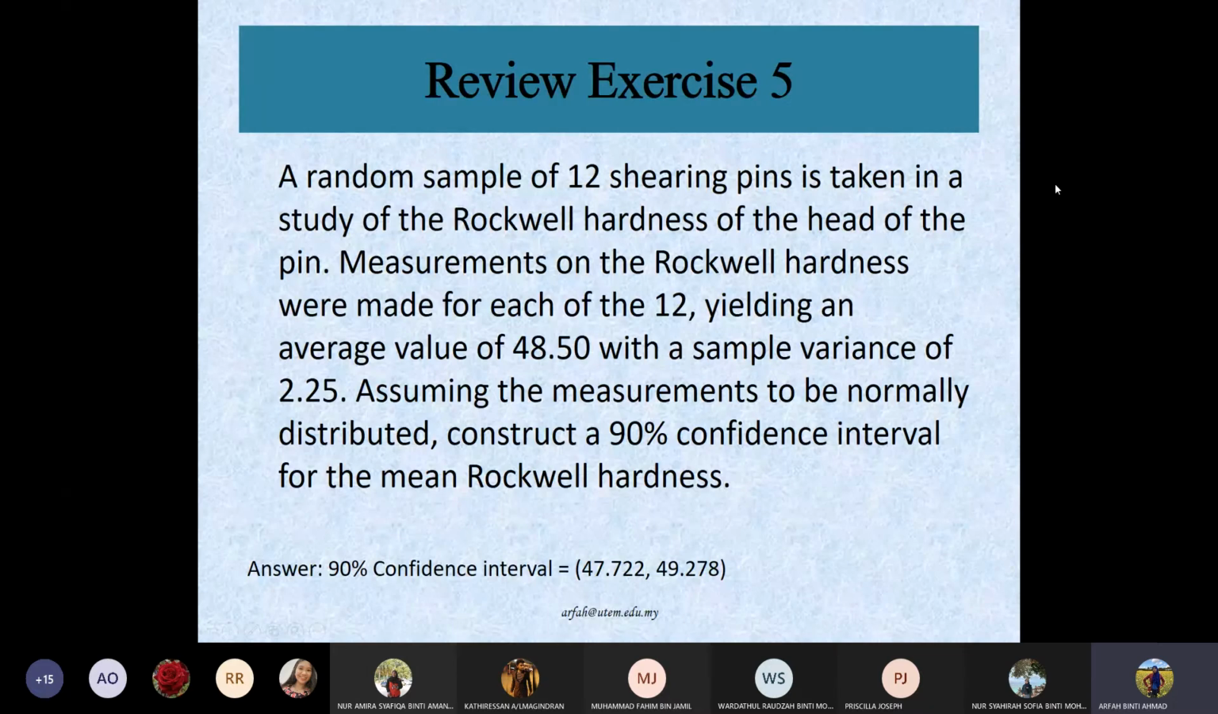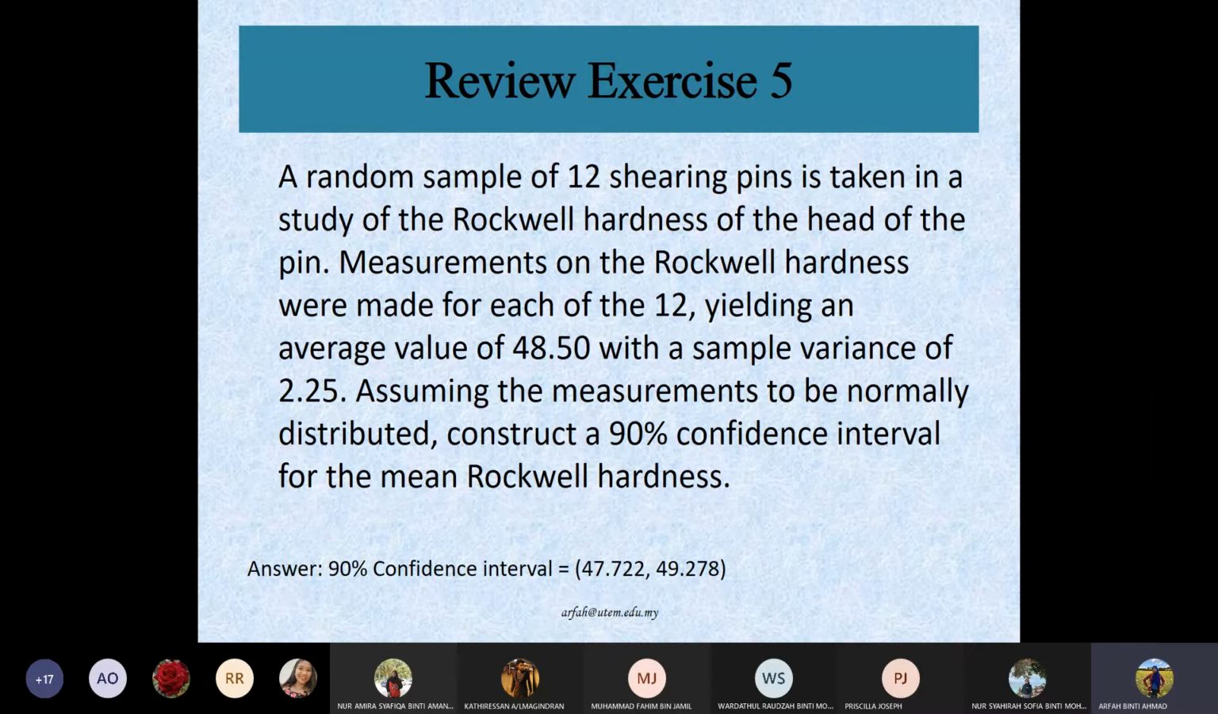Dia kata a random sample of 12 sharing pin is taken in a study of the Rockwell hardness of the head of the pin. Measurement on the Rockwell hardness were made for each of the 12, yielding an average value of 48.5 with a sample variance of 2.25. So assuming the measurement to be normally distributed, construct a 90% confidence interval for the mean of the Rockwell hardness.